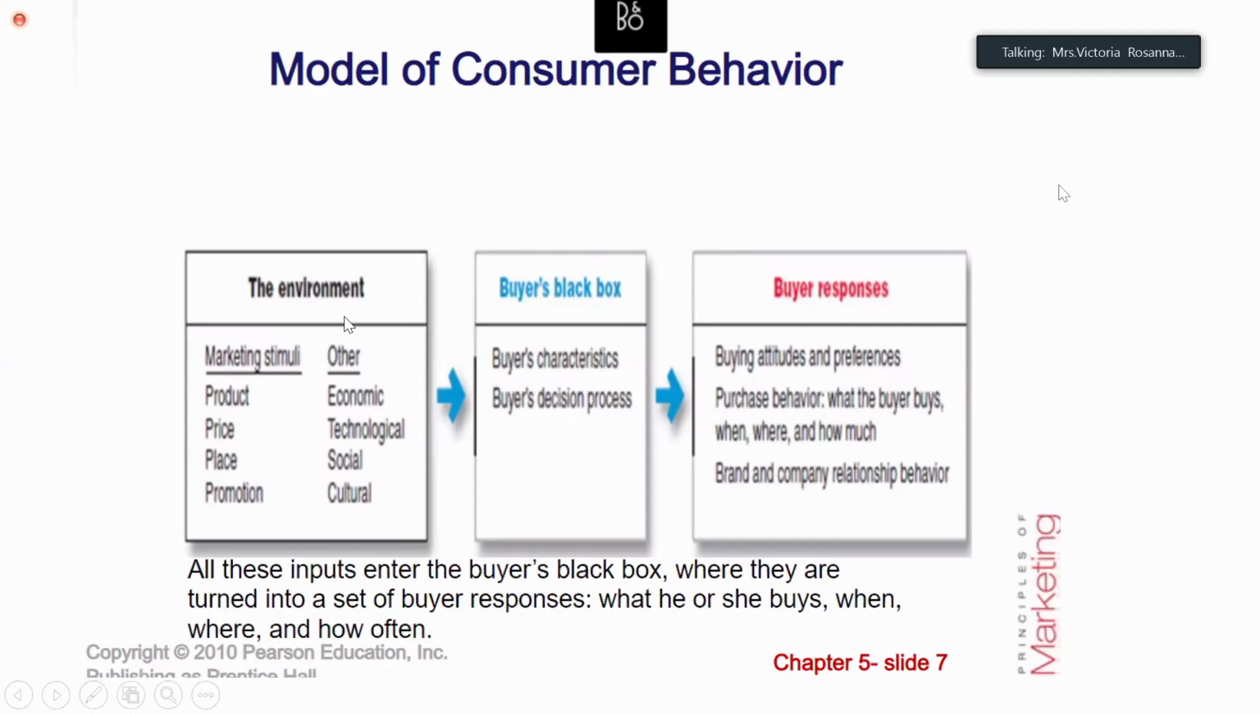So this is stimulus. And once this stimulus enters into the buyer's black box, why is it called a black box? Any idea? Anyone want to respond to this question? Why is it called a black box?